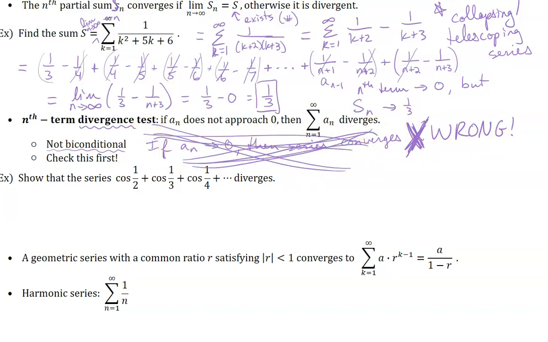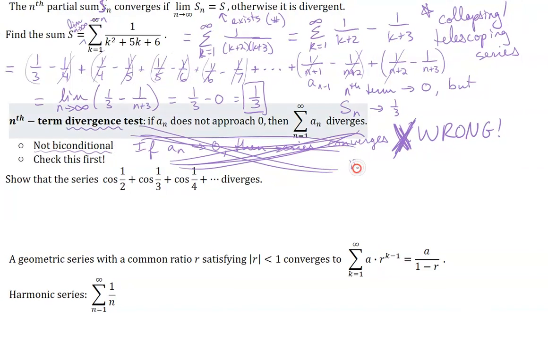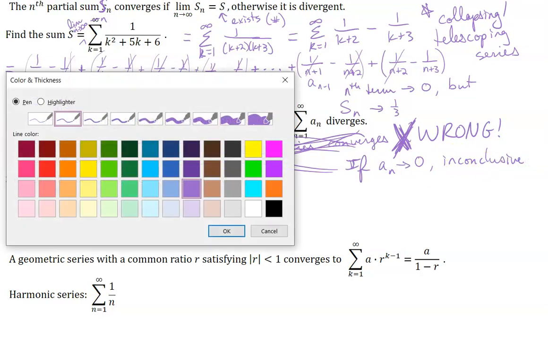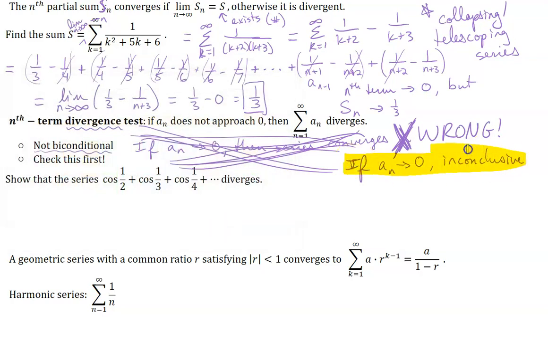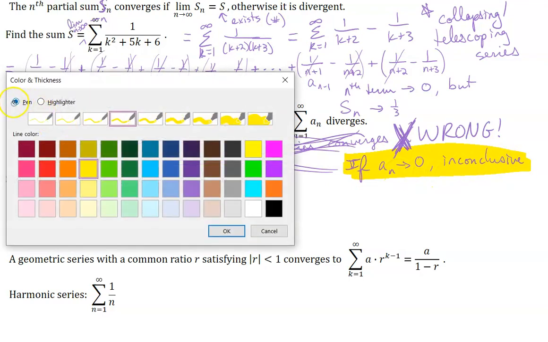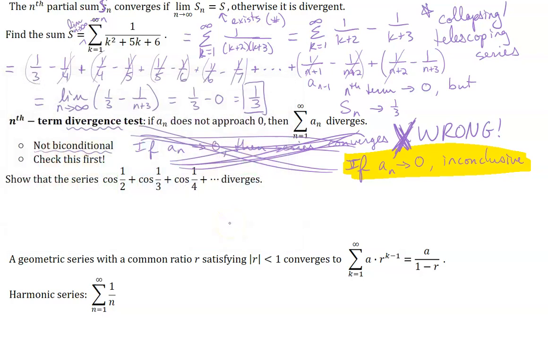Again, I'm making a big deal of that because some of you are still going to do that wrong. You start by checking, does the last term approach 0? But if the answer is yes, then we cannot draw a conclusion, okay? So if a sub n approaches 0, then this test is inconclusive and we need to try something else. Let's make an even bigger deal out of it. Let's highlight it in yellow. Okay. If the nth term approaches 0, then the test is inconclusive. All right, hopefully I made a big enough deal there.